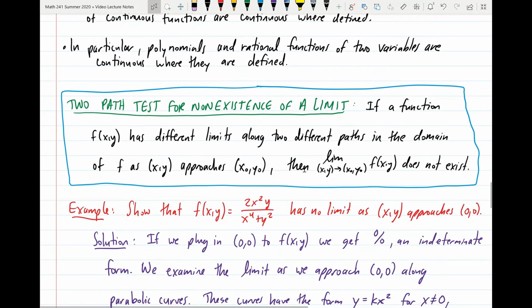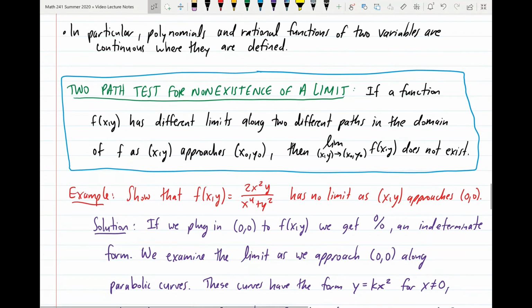Okay, and now let's move on to something that I alluded to before when I gave that example of proving a function had a limit. We have what is called the two-path test for the non-existence of a limit. So this test is only going to give us the non-existence of a limit. It is not sufficient to give us the existence of a limit.